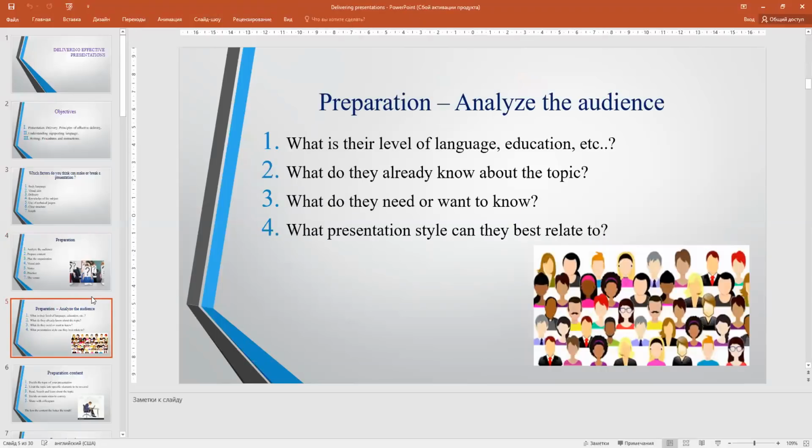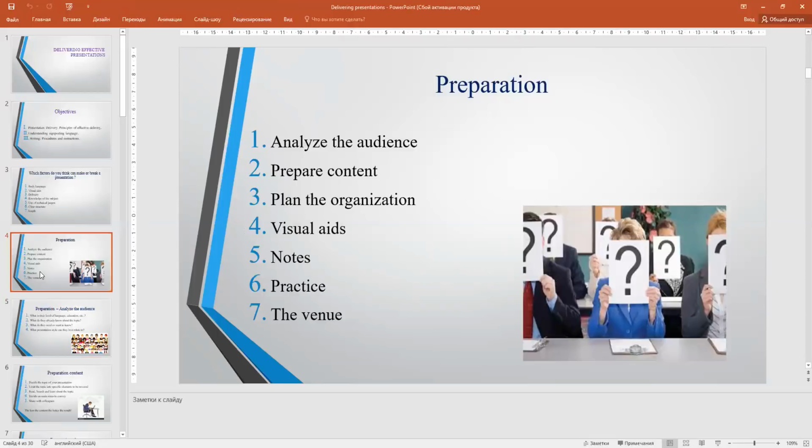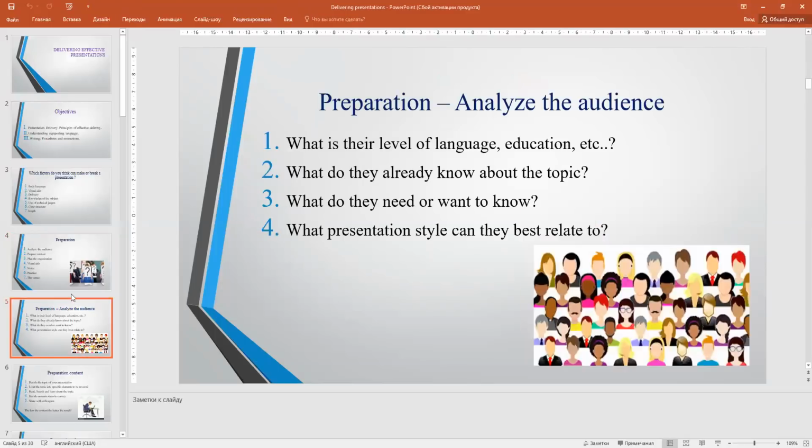So then, as you can see here, let's look through these seven steps of preparation one by one. The first one is analyze the audience. So you have to recognize the audience, who they are, and what they want from your presentation.